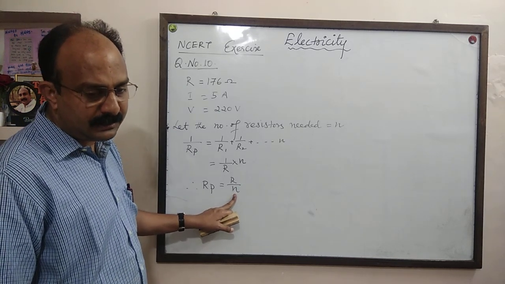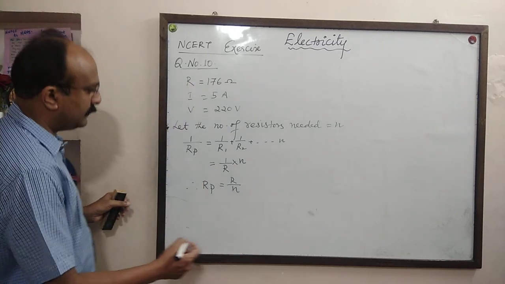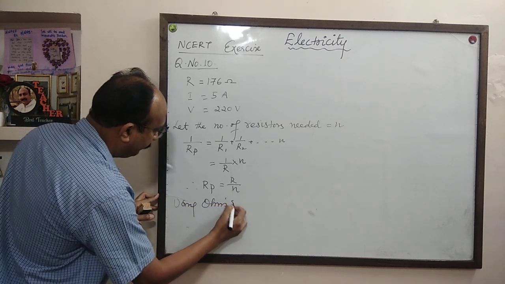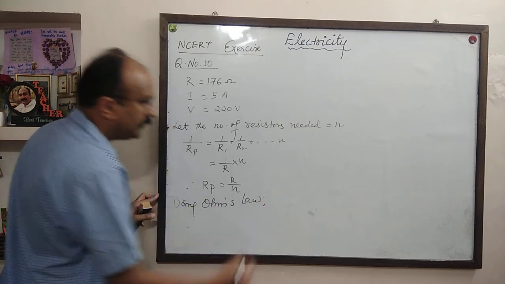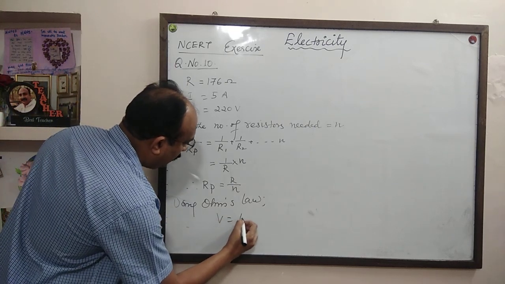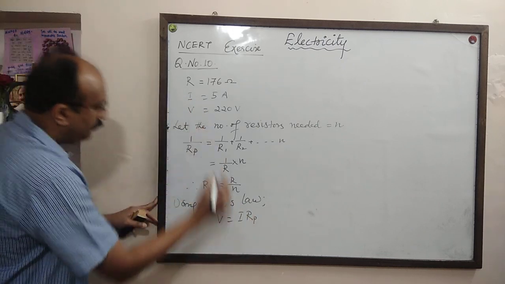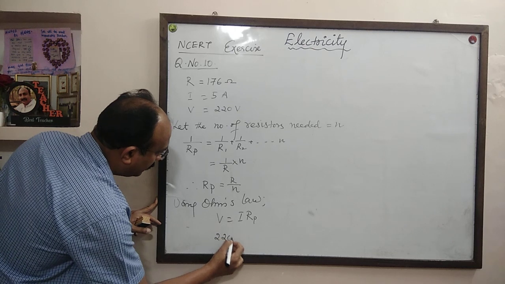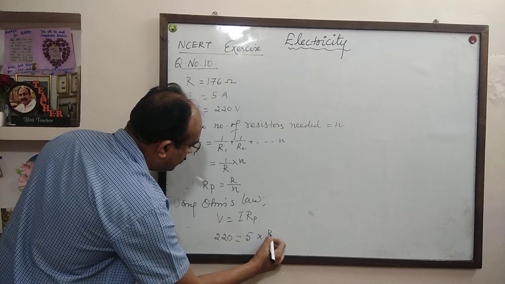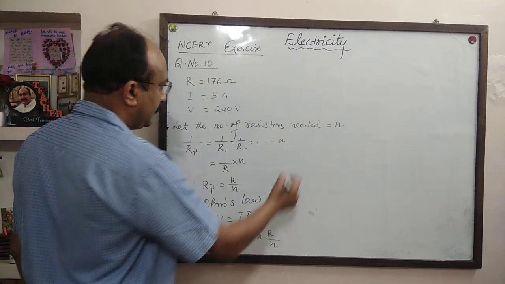Now what is the relation? We know that now we are using Ohm's law. What is Ohm's law? V is equal to IR. Now here R means Rp. V is 220. I is 5. Rp is R upon N. Cross multiply.